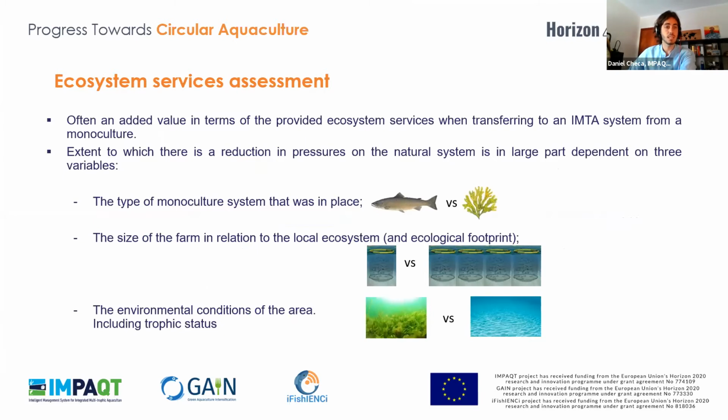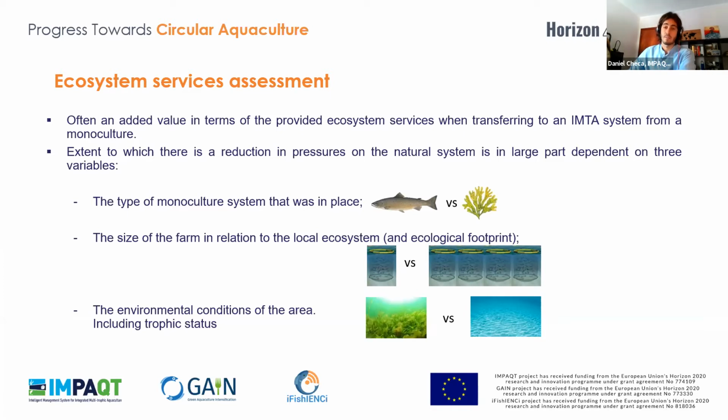Starting with the ecosystem services assessment, different assessment methods were considered: Bayesian modeling, the monetary assessment of ecosystem services, and the correlation assessment. All of them were done to also identify which methods are suited for this type of assessment. The results are that often there is an added value in terms of the provided ecosystem services when transferring to an IMTA system from a monoculture production system.